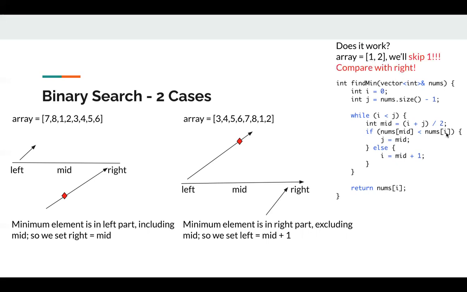So we should compare with right. In this case, mid is 0, i is 1. So we're comparing with the right number, and we will return the correct answer here. Okay, so the corrected version is here. We should compare nums[mid] with nums[j].